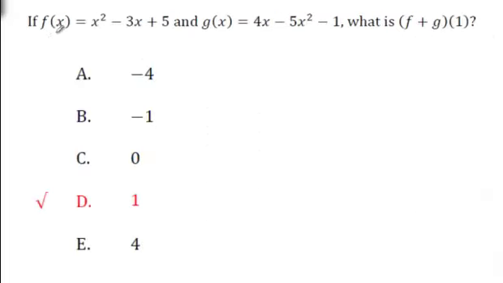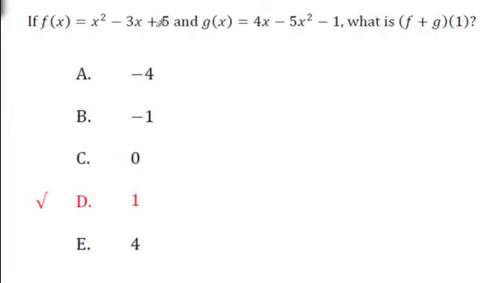Okay, now, if f of x equals x squared minus 3x plus 5 and g of x is equal to 4x minus 5x squared minus 1, what is f plus g of 1? Now, for f plus g of 1, let's just ignore the 1 for now, let's hide it, okay? And let's do f plus g.